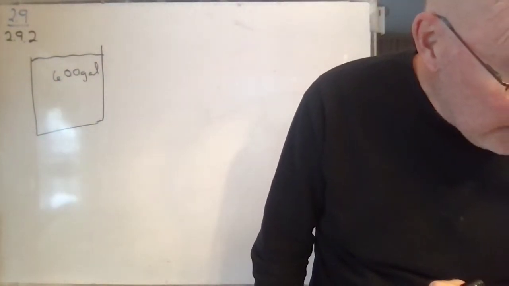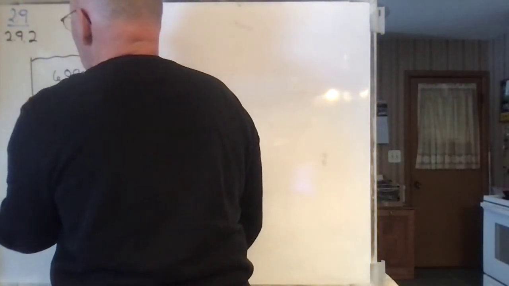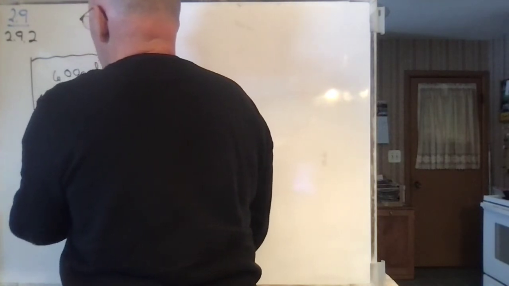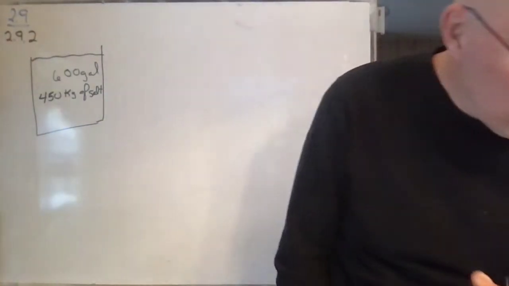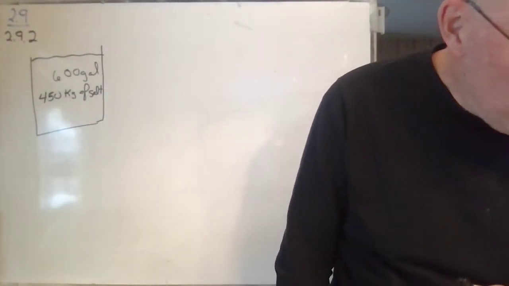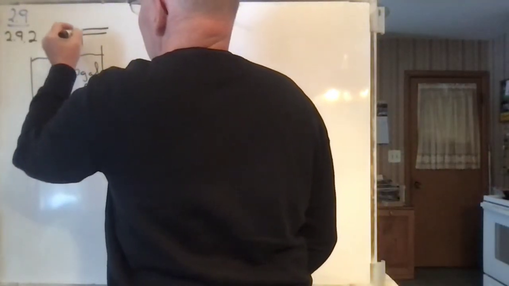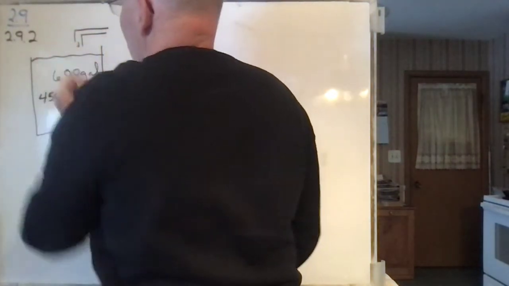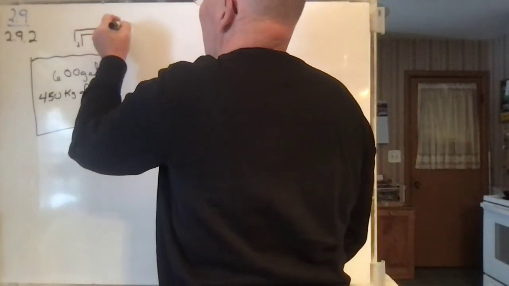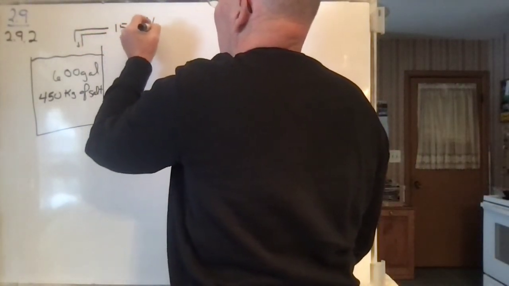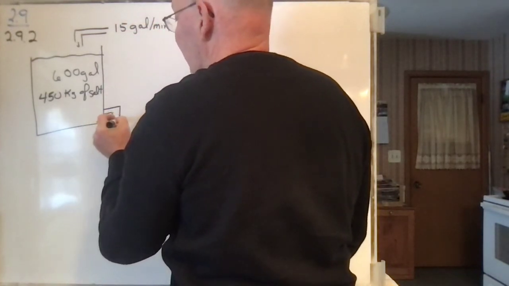And in that water you have 450 kilograms of salt. Okay, pretty salty water. Okay? Pure water is run into the tank. So you have pure water running into the tank like this. I like to just draw a little picture like that. And it's coming in at a rate of 15 gallons per minute. And then the salt solution is running out of the tank at the same rate.